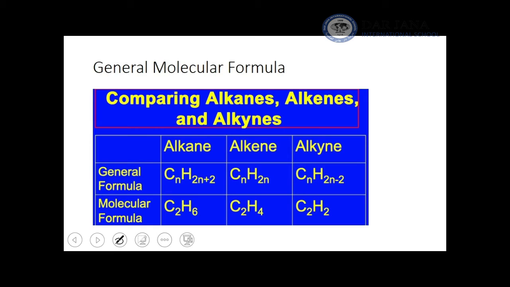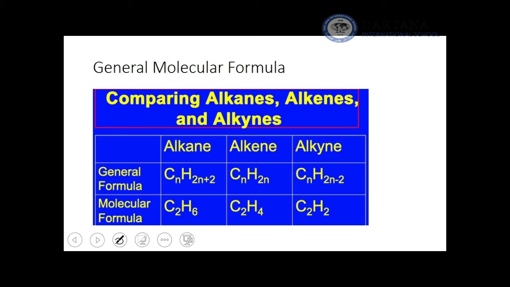In this table, we have the general molecular formula of alkane, alkene, and alkyne. General molecular formula is very important to determine the number of hydrogen atoms in a certain molecule. If the number of carbon atoms is given, which is represented with the letter n, I can find the number of hydrogen atoms in this compound.